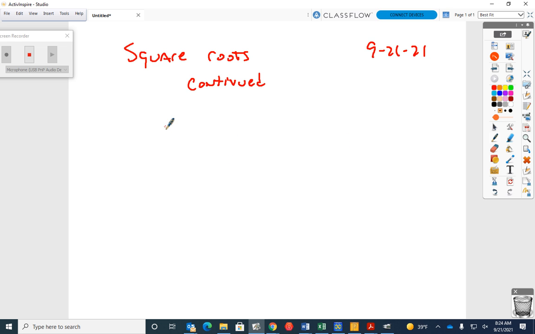If I have something like this and I have a perfect square, what's the answer to this? This is the square root of 16. The square root of 16 is what? 4. What if I have a negative sign in front of the radical? The negative square root of something, this would be negative 4, right?